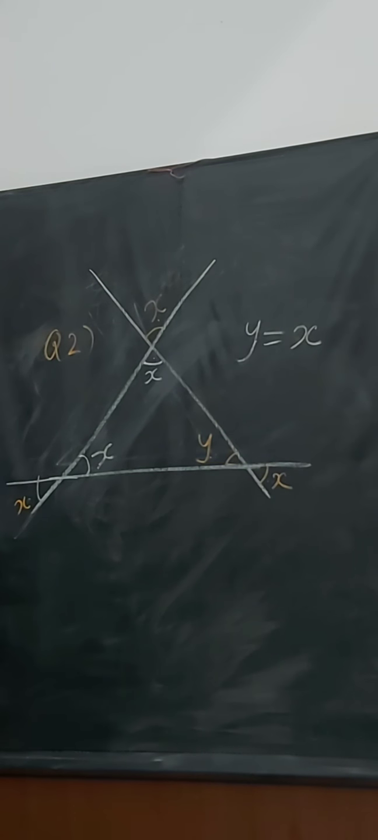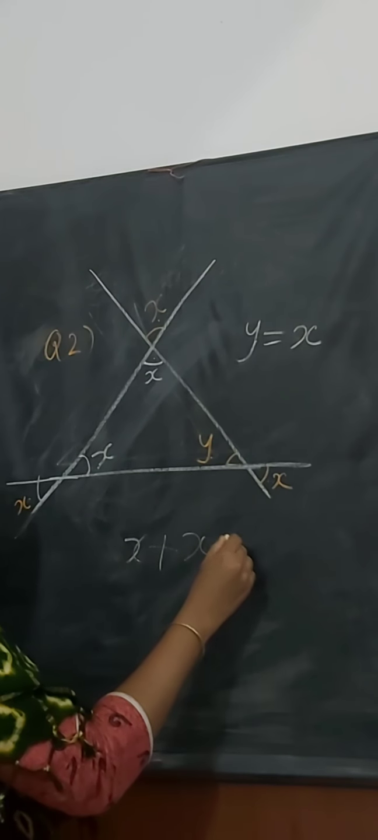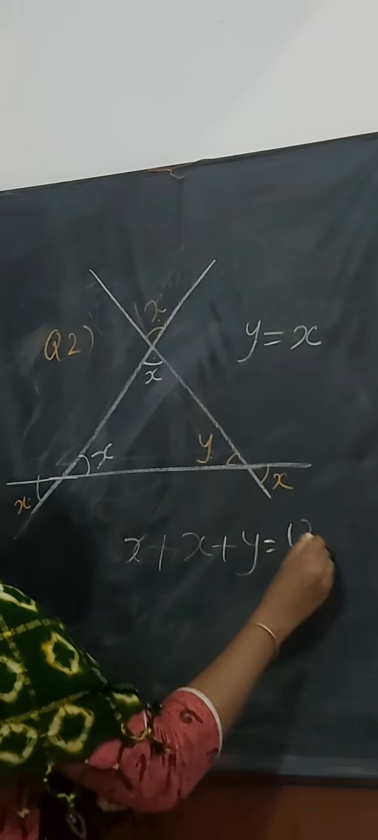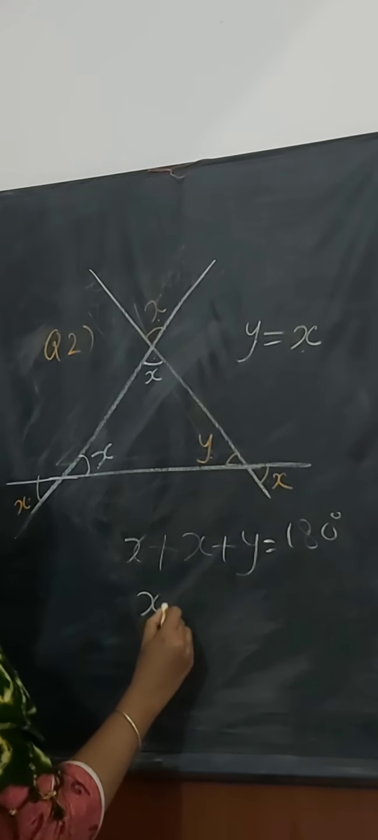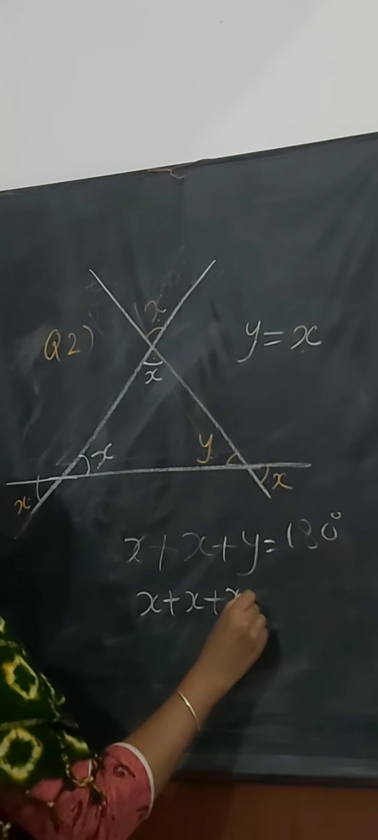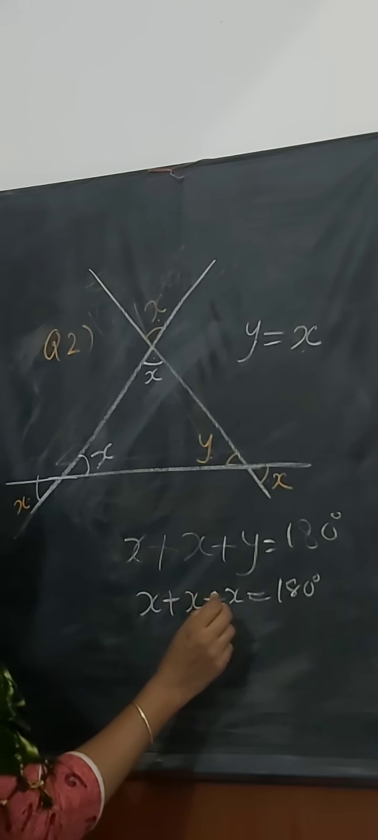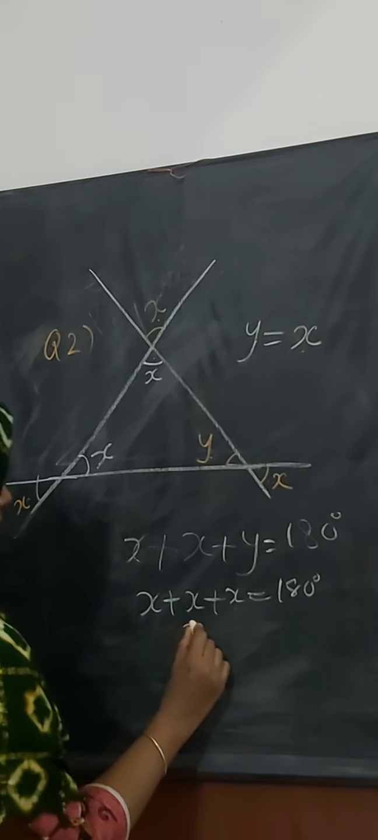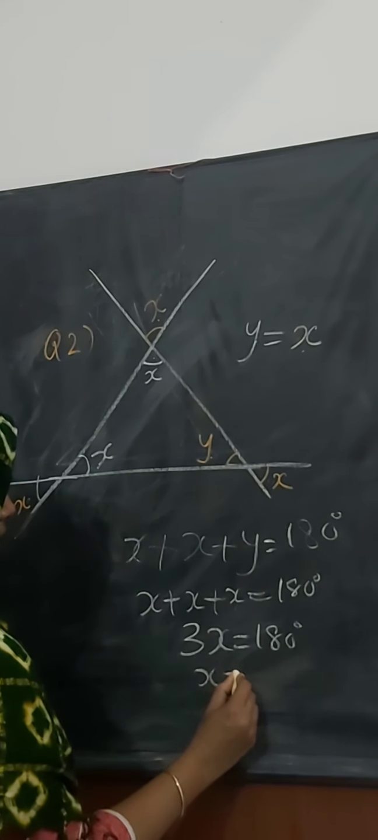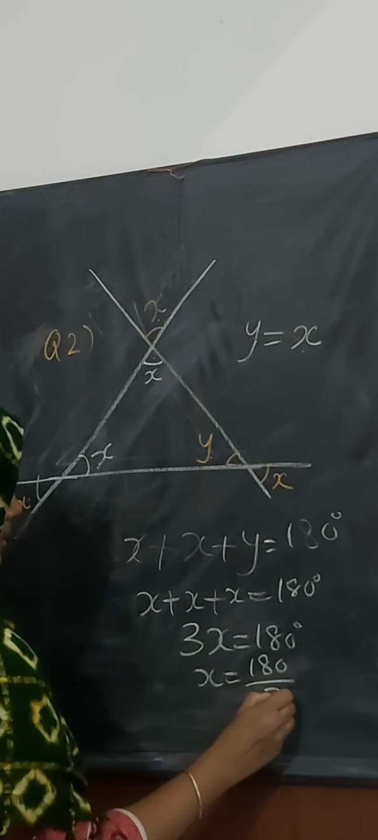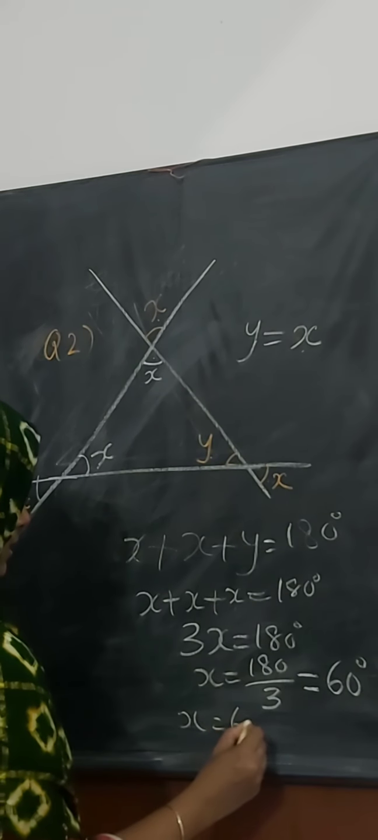Okay. Next we use the angle sum property. X plus y equals 180 degrees. We know that y equals x. X plus x equals 180. X plus x, 2x, 2x plus x, 3x. 3x equals 180 degrees. X equals 180 divided by 3, 60 degrees. X equals 60 degrees.